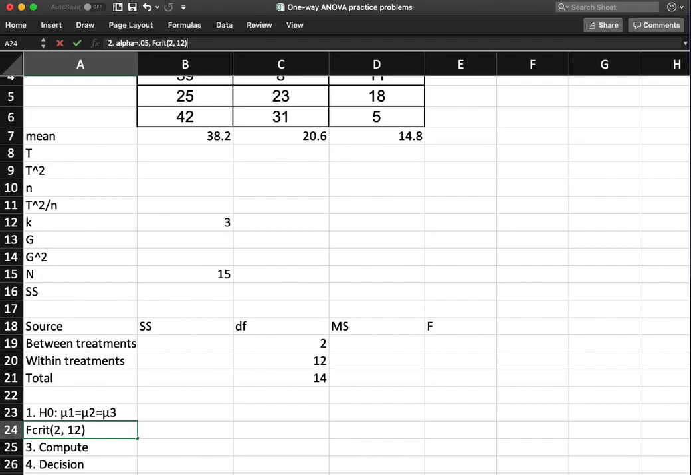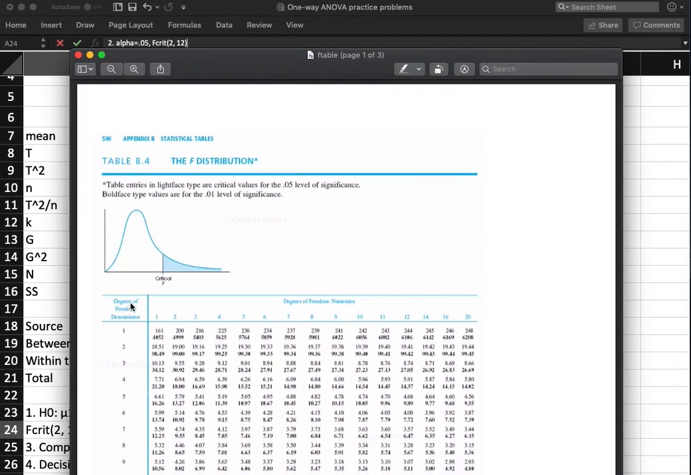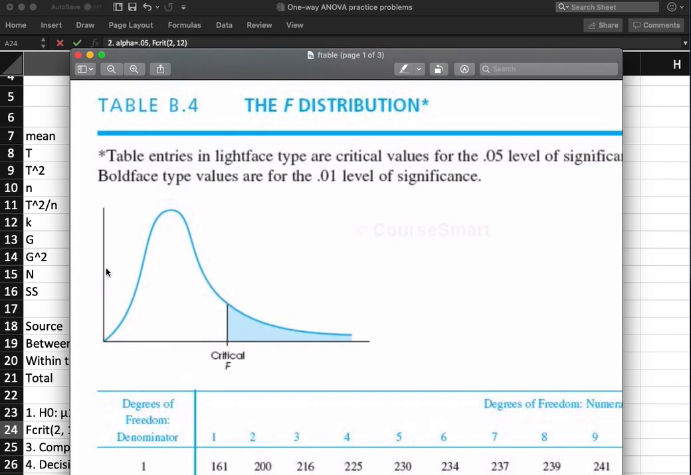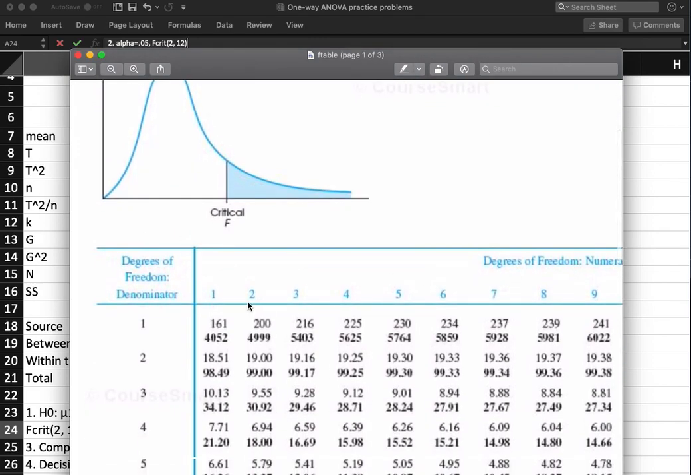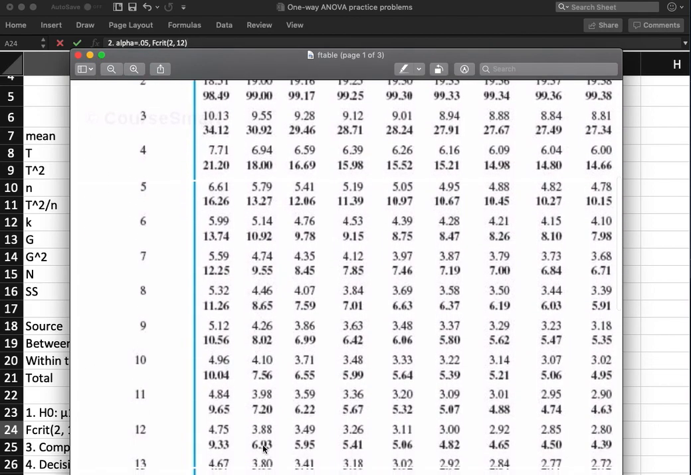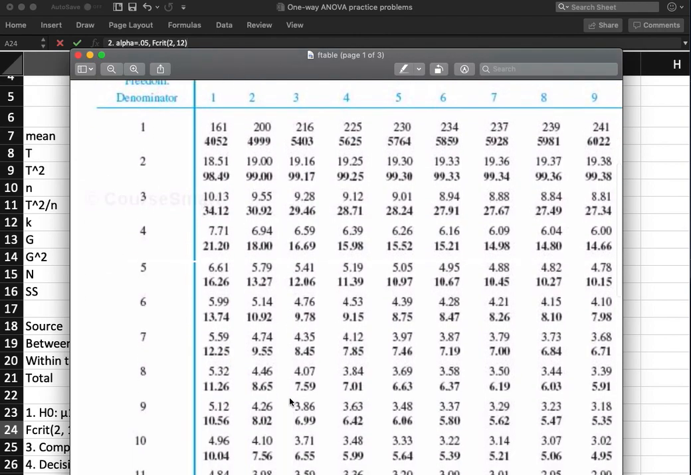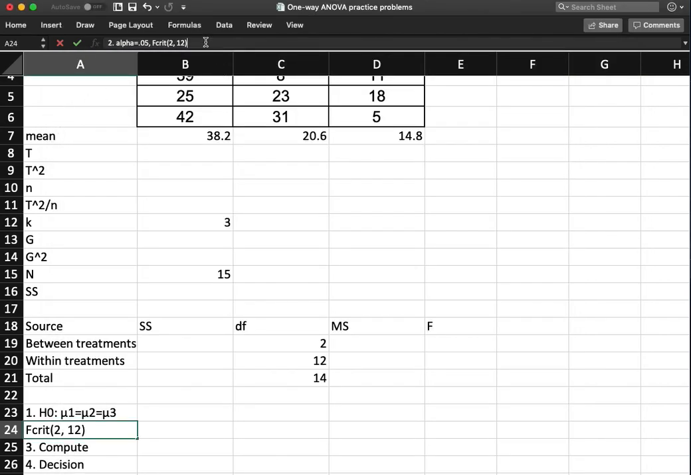So I'm going to go down here to my F table, bring this into view for you guys. Zoom in. Remember that in the light face type, we're looking at 0.05, and in the bold face type, it's 0.01. We're using 0.05 like usual. So for 2 degrees of freedom in the numerator, because that's between treatments, and for 12 degrees of freedom in the denominator, because that's within treatments, we're going to use 3.88. I know that's the same critical value we used in class, but it's not always going to be that. Make sure you can look up the proper F crit. 3.88 is F crit.